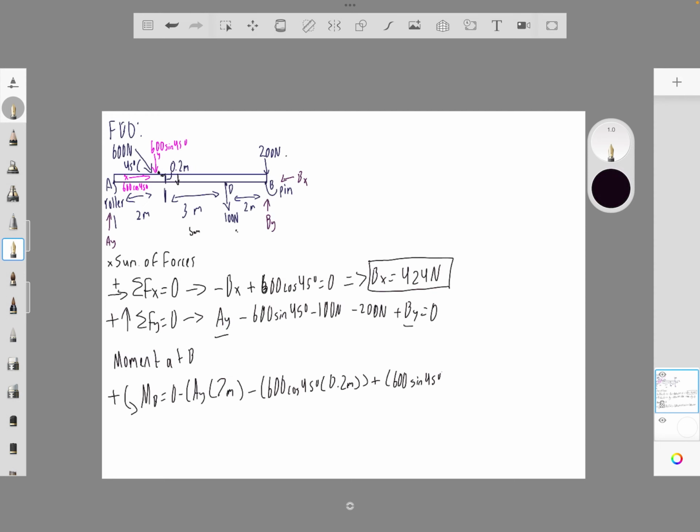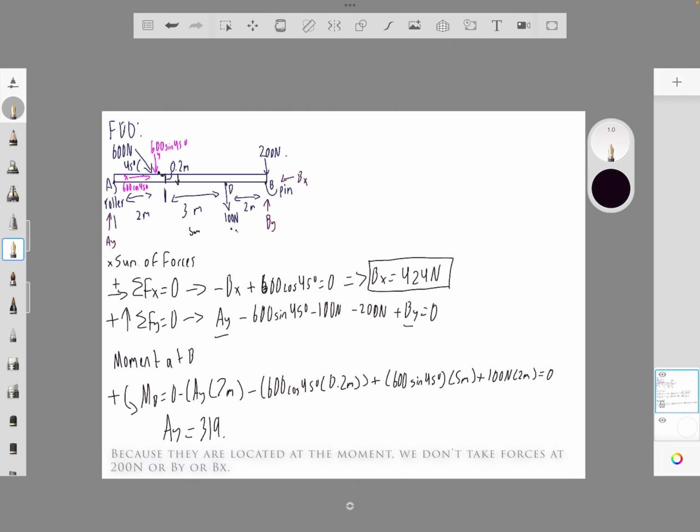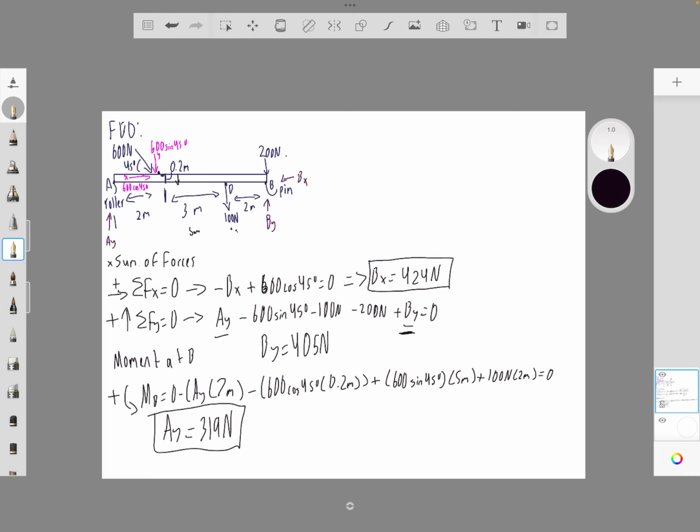The last one we need to take is right here at 100 newtons. Because 100 newtons is acting in the counterclockwise direction, we need to multiply that. It's 2 meters away from point B. That should be our last term, and it all equals 0. With that we can find that Ay equals 319 newtons, and that is one of the answers you need. Now that we have Ay, let's plug it in to find By. When we do all that, we'll figure out that By equals 405 newtons. Good deal. And those are the answers you need to solve the problem provided at the beginning of the video.